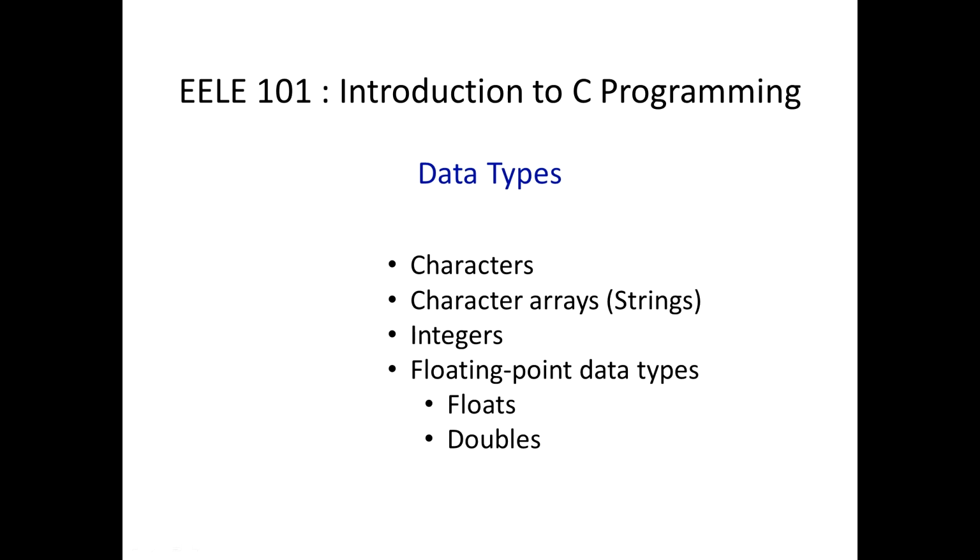Hello and welcome to EELE 101, Introduction to C Programming. This is our second week, and so for this week we will look at data types. And the data types will be characters, character arrays, also known as strings, integers, and floating point data types, and there are two types known as floats and doubles.